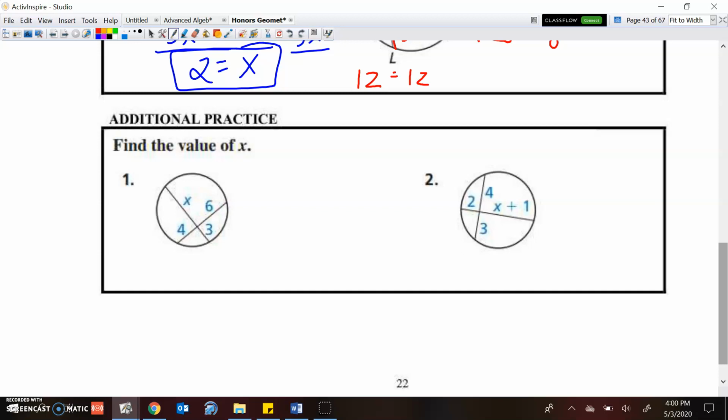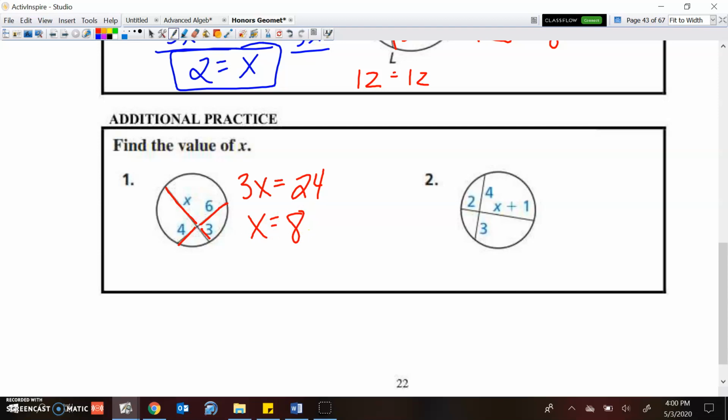Okay, so let's try it with this one here. I'm going to go ahead and multiply x times 3, giving me 3x. And that's going to equal 4 times 6, which is 24. So that one's actually a lot easier to work with. I can solve and get x is equal to 8.